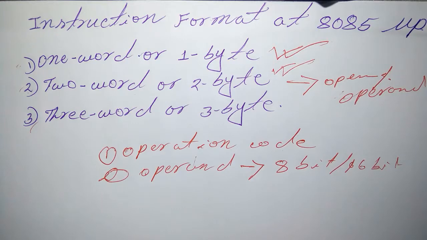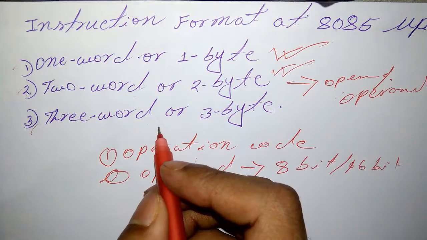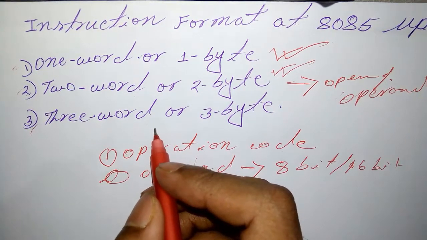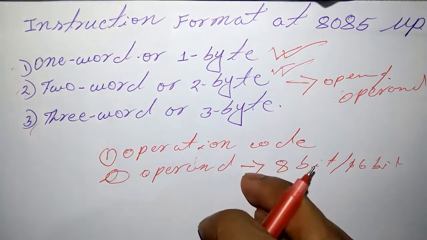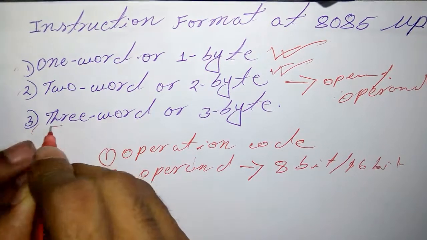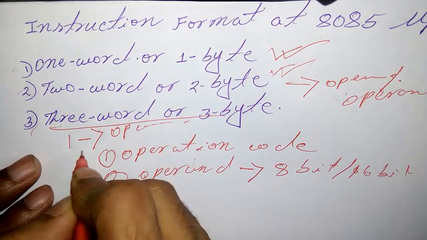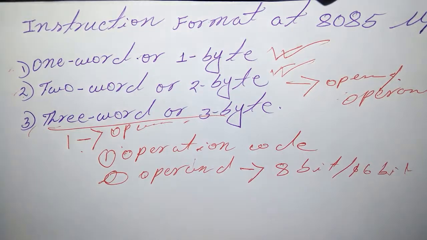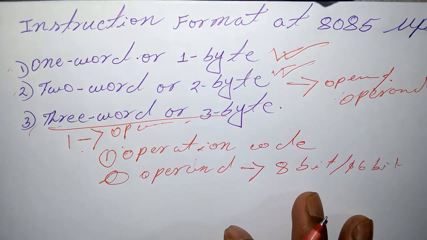And next one is 3 word or 3 byte. In the 3 word or 3 byte, the first byte specifies the opcode, and the following 2 bytes specify the 16-bit address. Note that the second byte is the low order address and the third byte is the high order address.